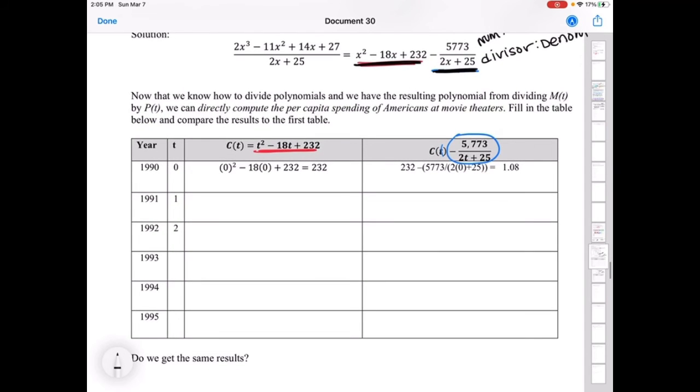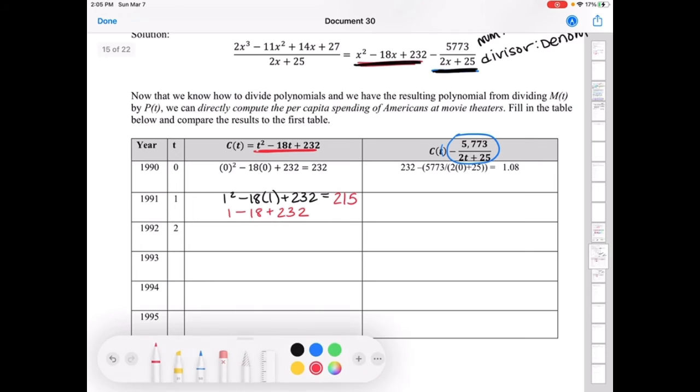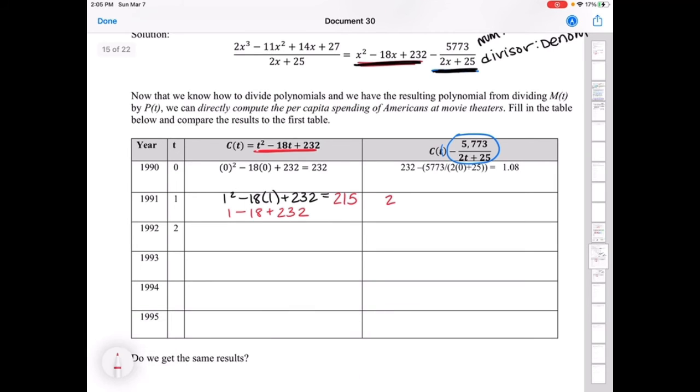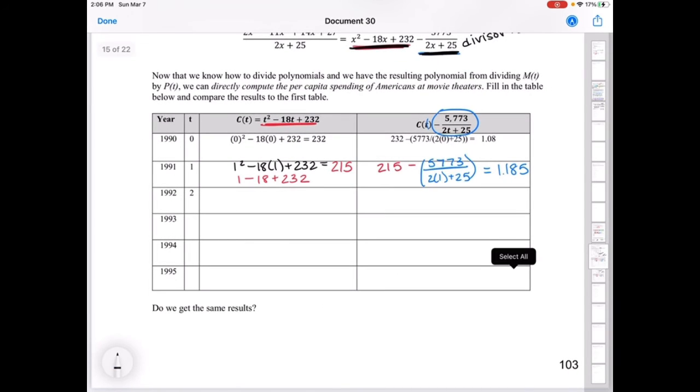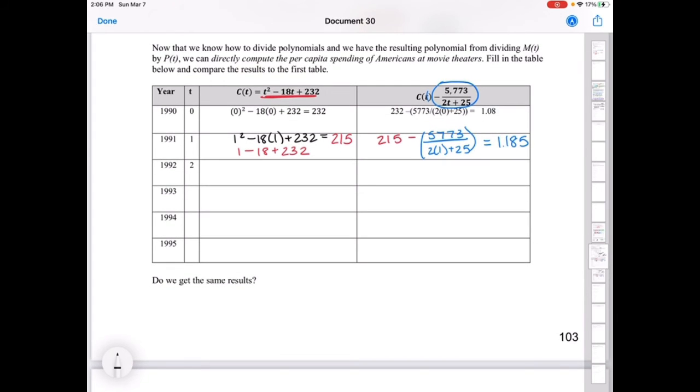All right, so here we're going to do the same exact thing. Here we're going to do the same exact thing. We're going to substitute in 1 for t. Then it's asking us to take what we just solved for and subtract the remainder. And then I'm going to ask you to fill a table in the same exact way. And you're going to figure out, well, did this table give me the same?